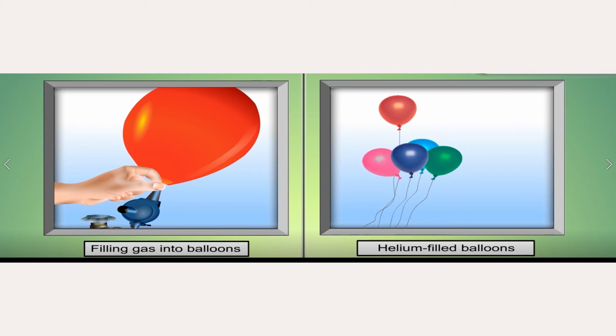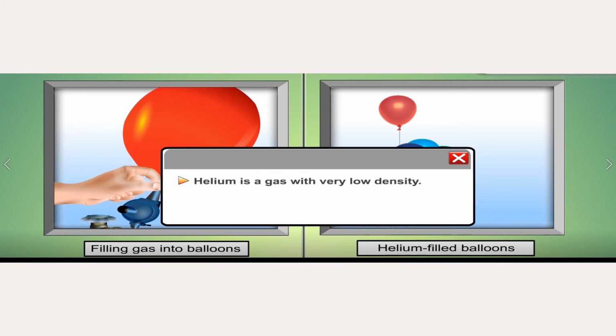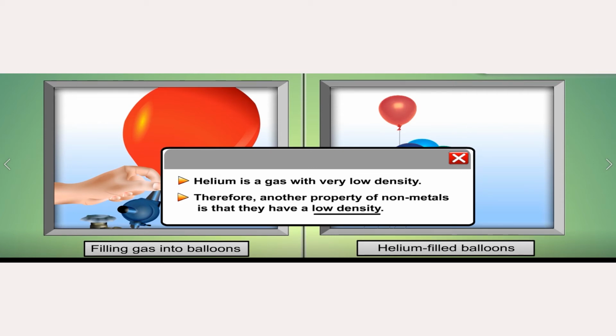What property of helium makes the balloons float? Helium is a gas with very low density. Therefore, another property of a non-metal is that they have a low density, whereas metals have high density.